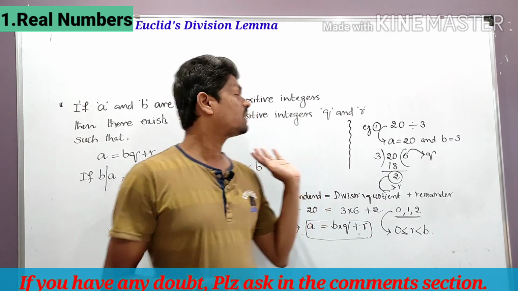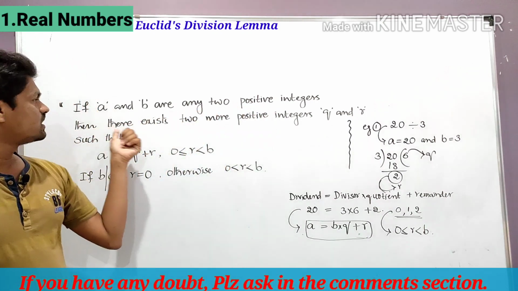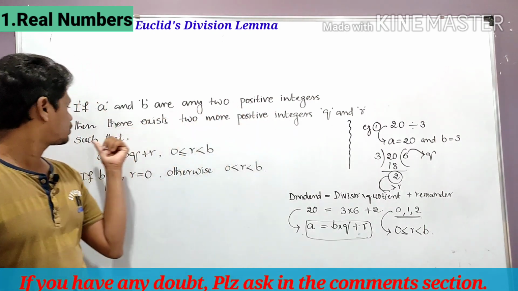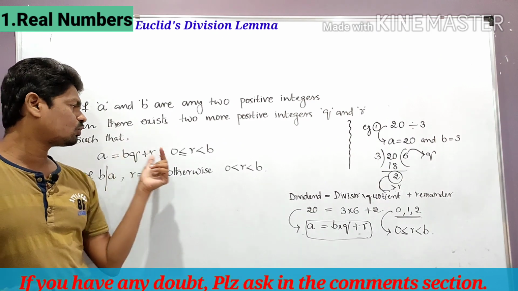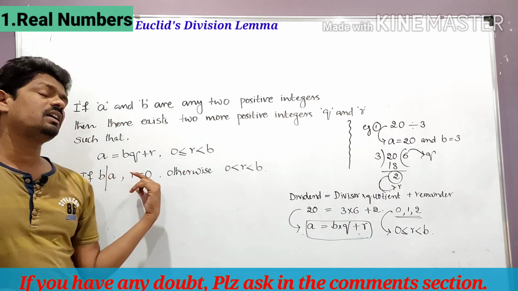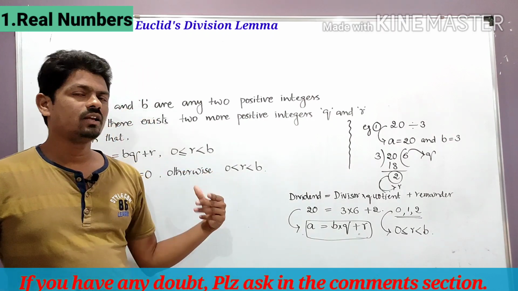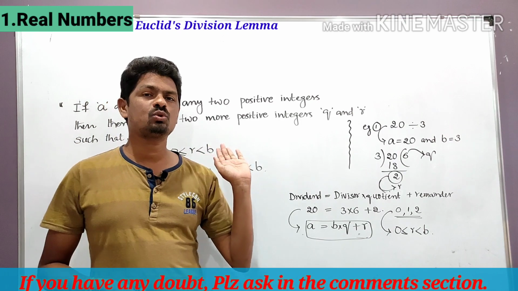So once again, see here what the statement is. If a and b are any two positive integers, then there exist two more positive integers q and r such that a is equal to b into q plus r, where 0 is less than or equal to r is less than b. If b divides a, r is equal to 0, otherwise r lies between 0 and b. So this is Euclid's division lemma, student.